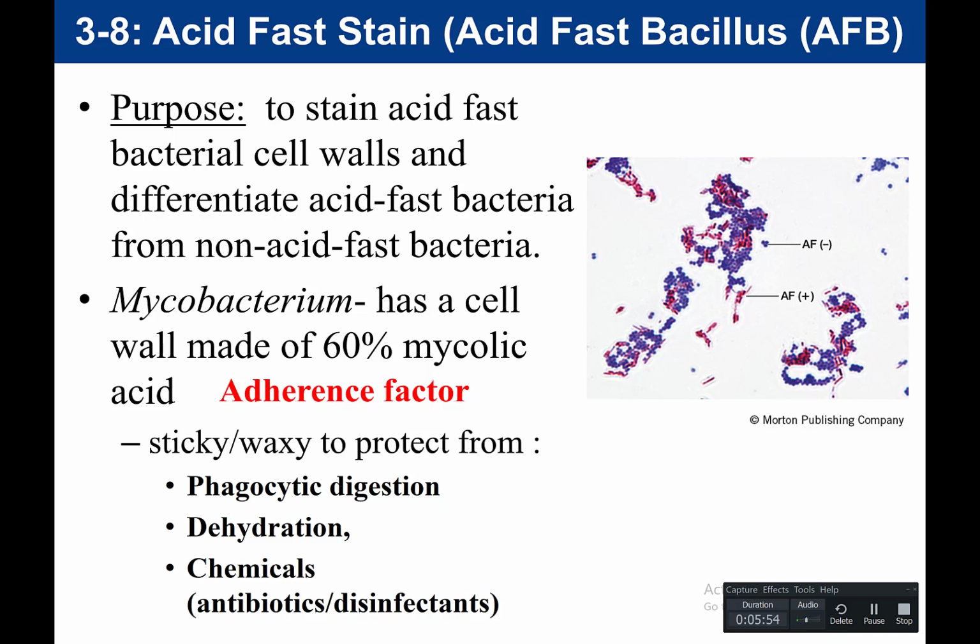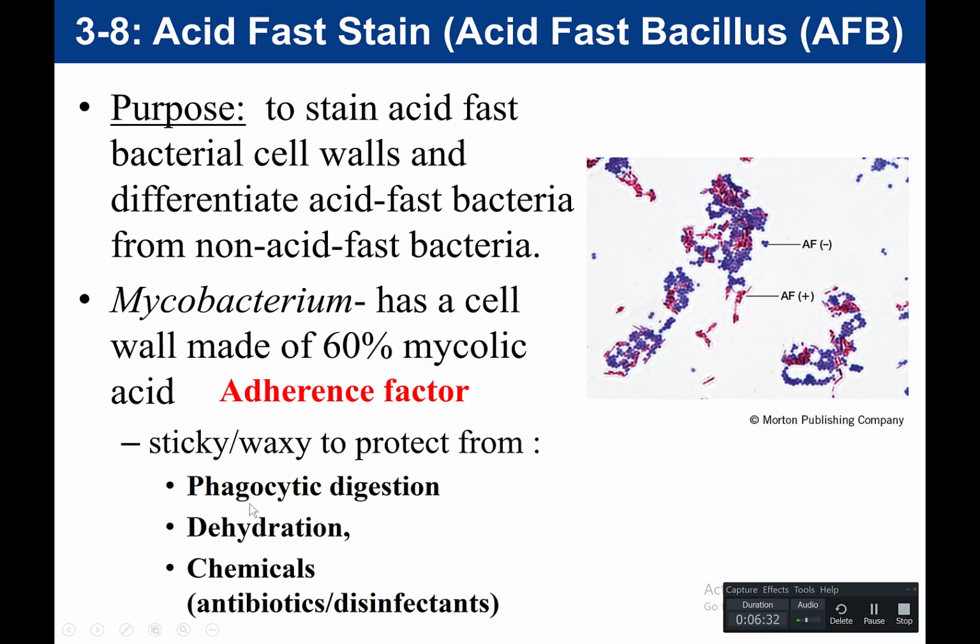You want to know the purpose, right? And the purpose is to stain acid-fast bacterial cell walls and differentiate acid-fast positive bacteria from non-acid-fast bacteria. Again, this is a differential stain. You should know that organisms within Mycobacterium would be acid-fast positive and that they have a cell wall that is made of 60% mycolic acid.